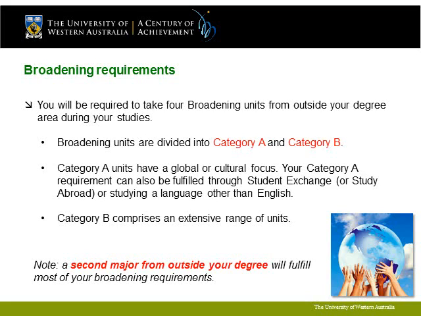Our feedback from employers has been that this is highly valued in the workplace. You are required to complete at least 1 Category A broadening unit. These focus on some aspect of the globalised and culturally diverse environment. Language other than English units or a student exchange program also meet Category A requirements. A second major from outside your degree will fulfil most of your broadening requirements. However, you need to check that at least 1 unit is a Category A unit.